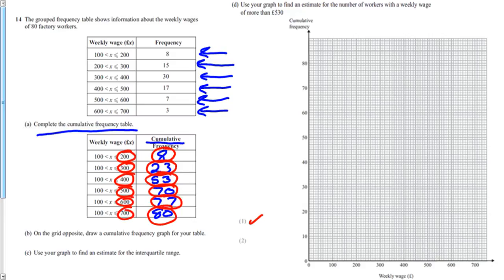And then what you do is you plot them on this graph here. So you go across to the weekly wage, which is on the x-axis, so go across to 200 and then up to 8. Across to 200, up to 8. Mine might be a little bit inaccurate because of the pixelation of the graph, but you get the general idea. So the next thing you want to do is you go across to 300, then up to 23.